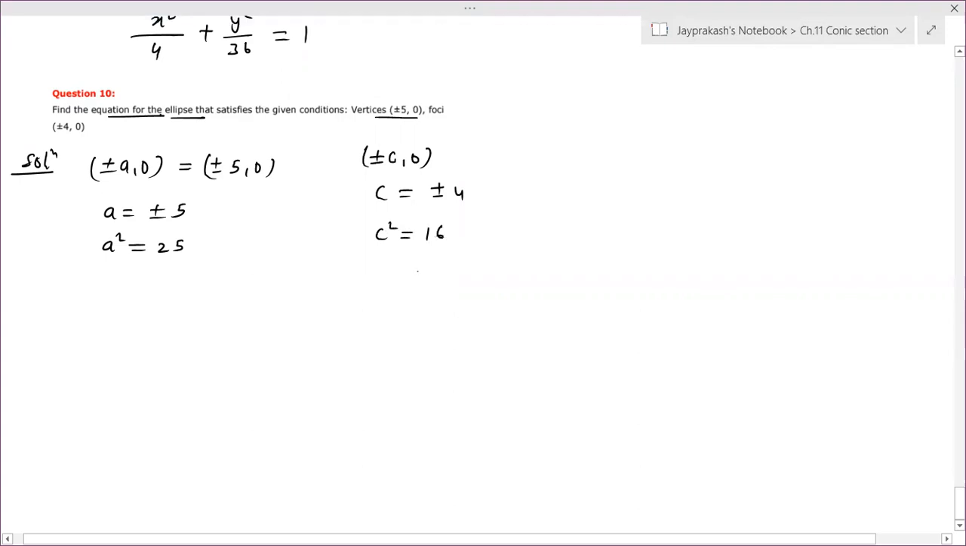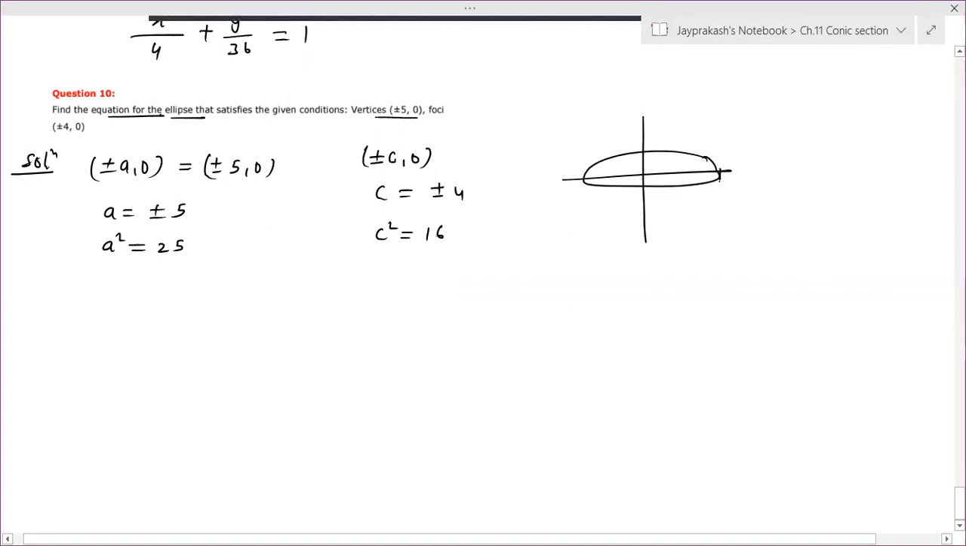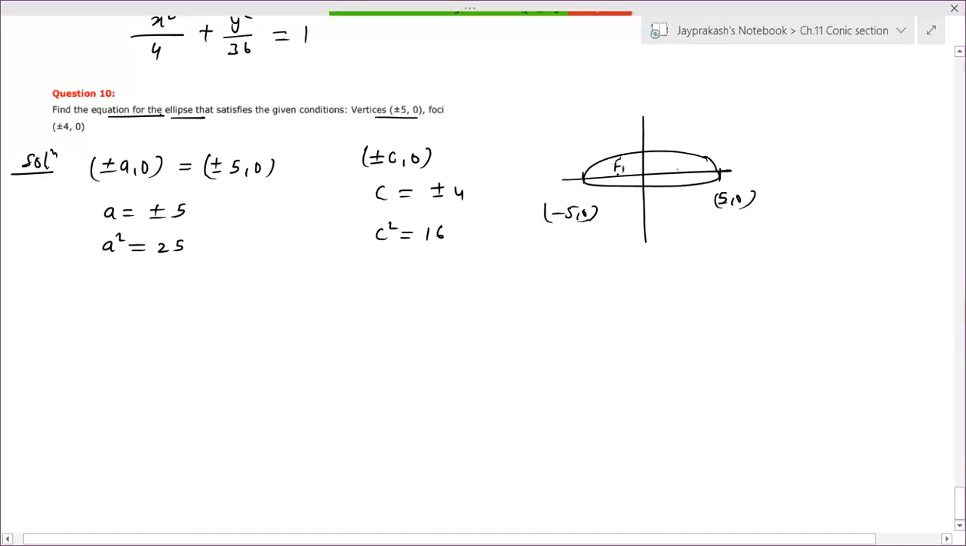So from these vertices and foci, is it clear? The ellipse has its major axis as the x-axis. It is expanded along the x-axis, something like this. Now we have calculated the vertices, 5 comma 0 and on this side minus 5 comma 0. Focus F1 is this and this one is F2, which we have already calculated: minus 4 comma 0 and on this side 4 comma 0.